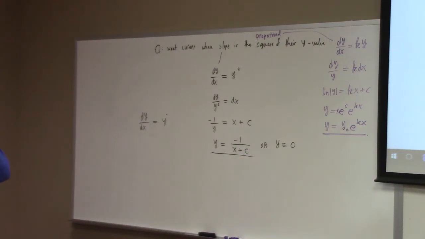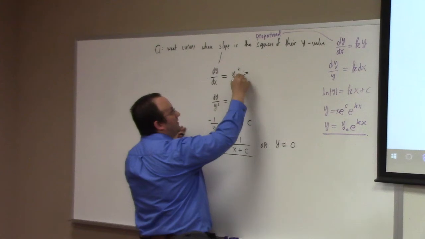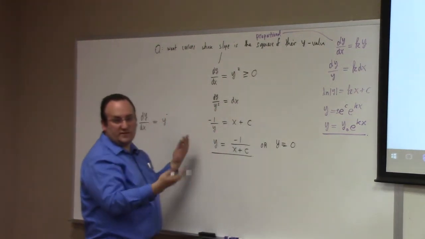The idea I'm trying to get you guys to think about is if you're given solutions to a differential equation, right? You're given a statement about the derivative. So everything you learn in Calculus 1 is still fair game, right? You just got to think a little bit. This is greater than or equal to 0, right? Because it's the square of a real value.